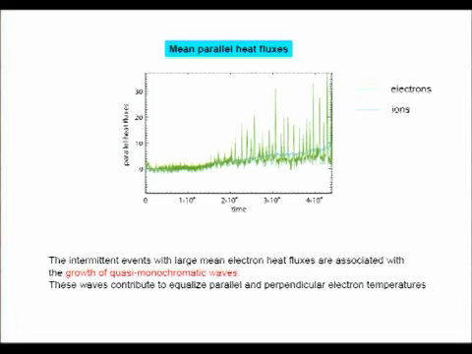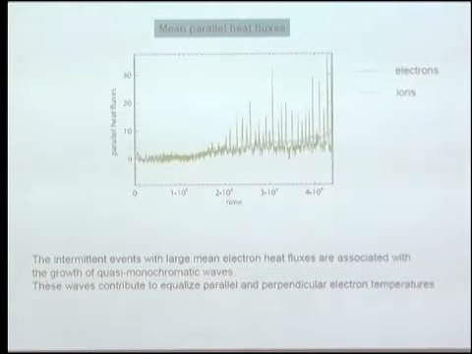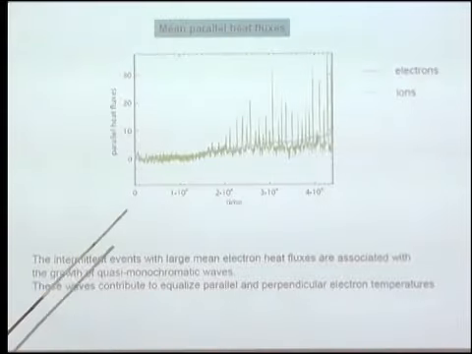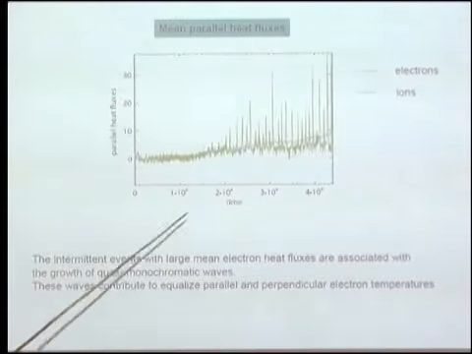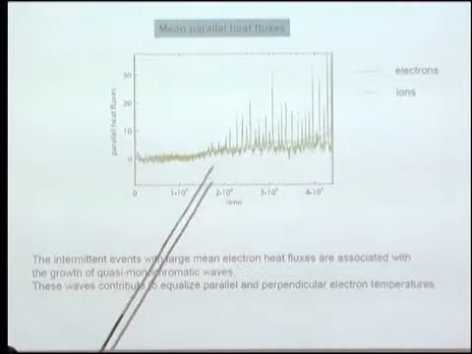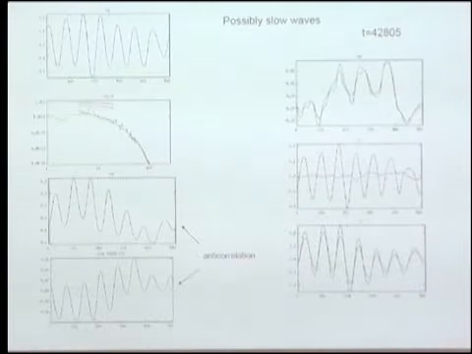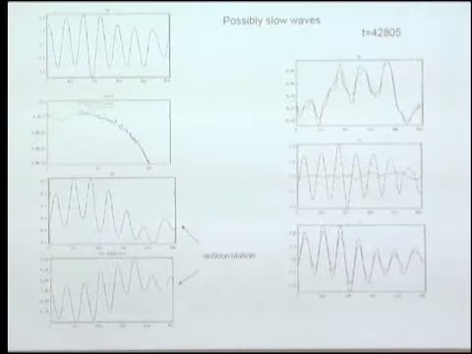Another interesting effect is associated with the spikes you were seeing on the magnetic field Vy for long times, which you actually can identify on the parallel heat flux of the electrons. So I average the heat flux over the domain and show it as a function of time, and I have this very intermittent event. And these are associated with the growth of quasi-monochromatic modes, which I have identified possibly as slow waves.